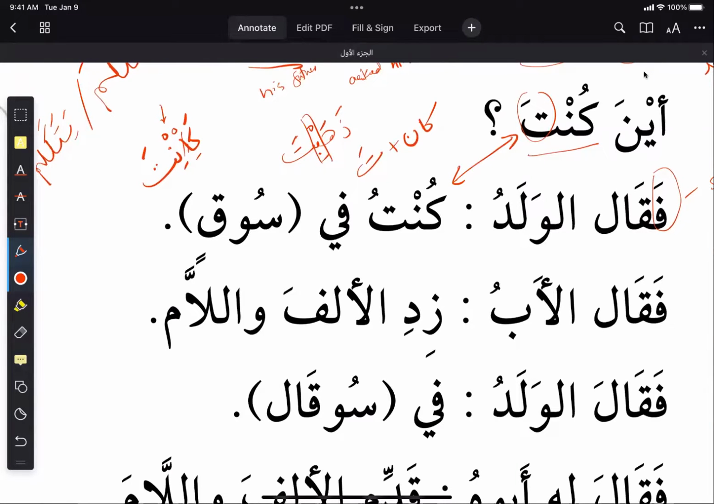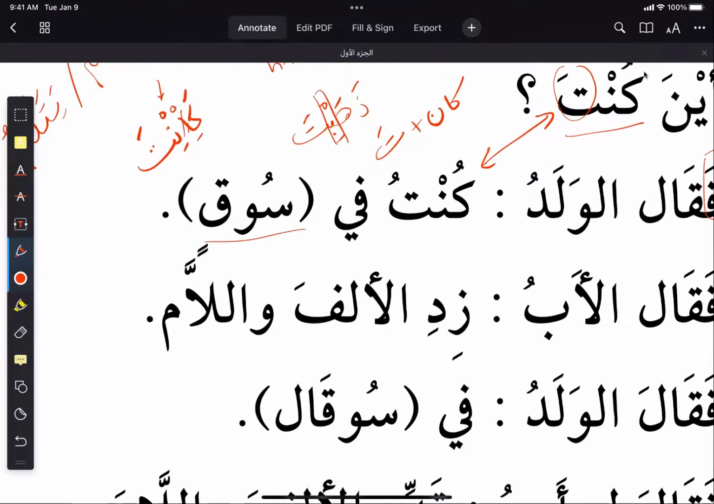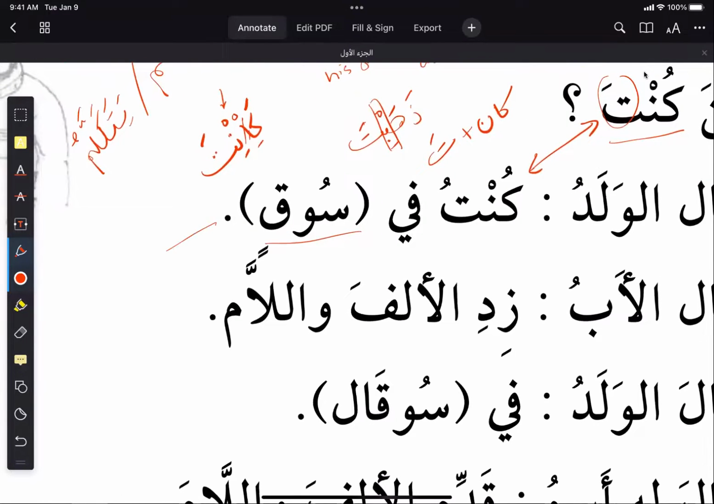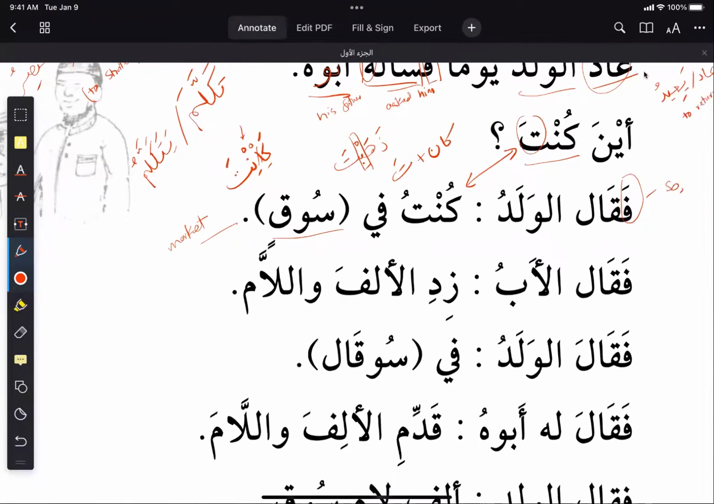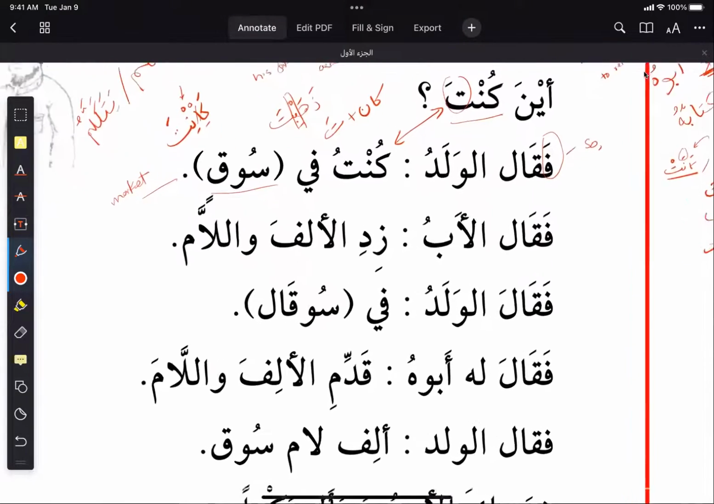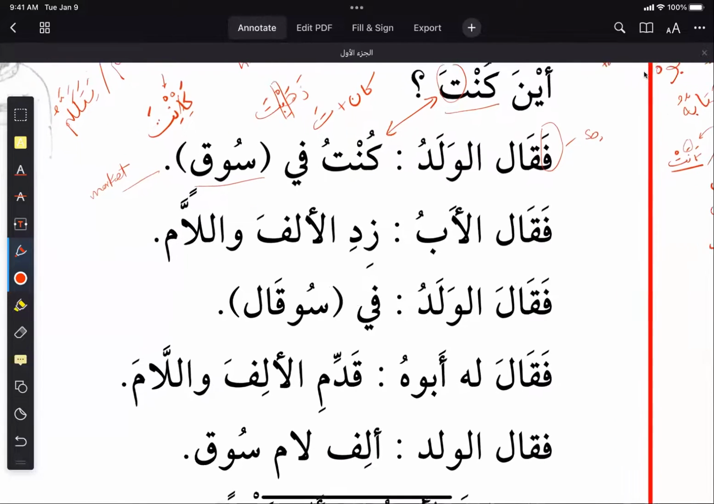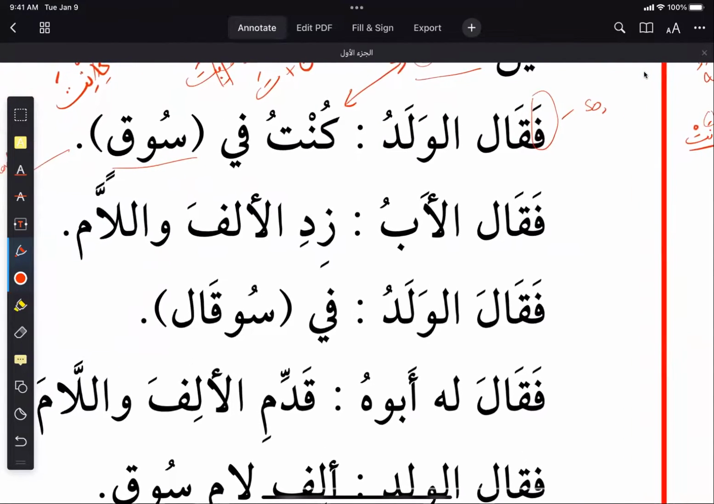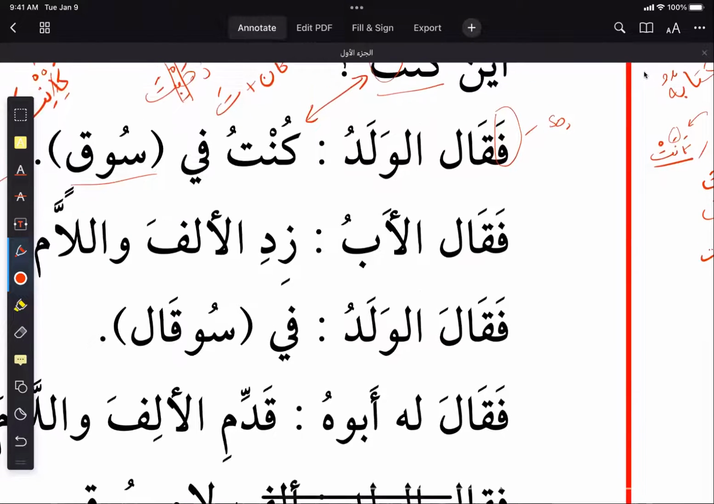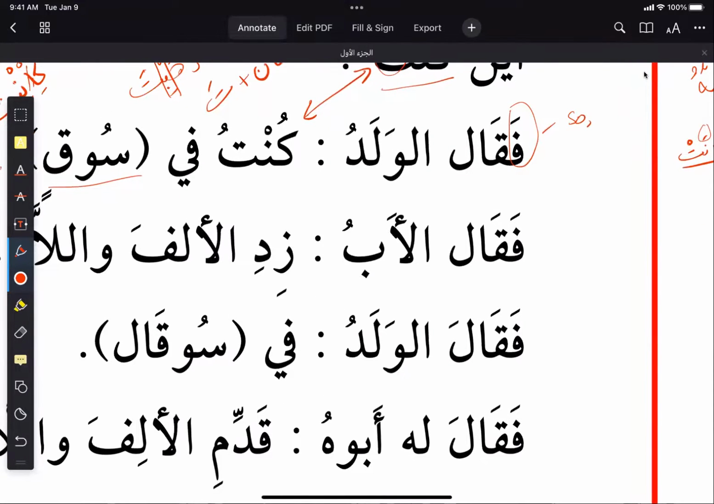I was fi suq. What is suq? Shop, market, yes. So I was in a market. Kuntu fi suq. I was in a market. فقال الأب. Now, very interesting. You can keep on saying so, the father said. You can keep on translating this one as so. But what is another way you can translate fa here?